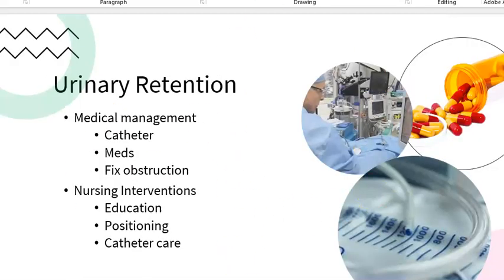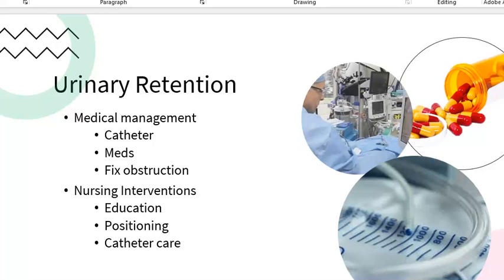We've already talked about this, just some things that would cause it. Your medications, may have to do a catheter, fix any obstructions, especially if they've had a stone or something like that. Positioning can also help. You want to promote the voiding in a comfortable, normal position. If they have to use a bedpan, don't leave them laying down.